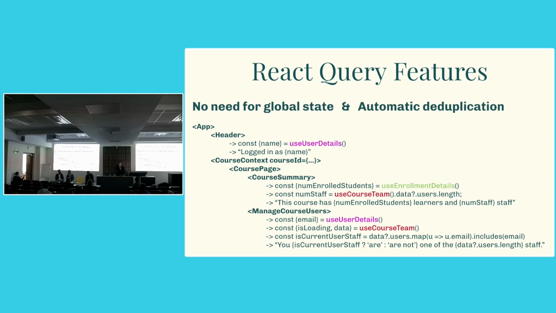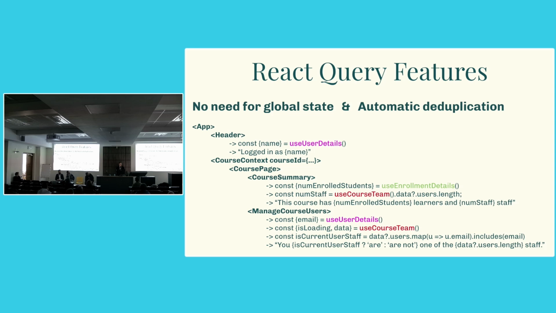So here's an example of how the deduplication works. If you call this useUserDetails in 2 different places in your component tree, and you call useCourseTeam in 2 different places, and you have some other thing like enrollment details, the 2 pink requests or purple requests will only cause 1 request to the server, and likewise the 2 red useCourseTeam instances will only cause 1 request to the server, and it gets cached on the client.